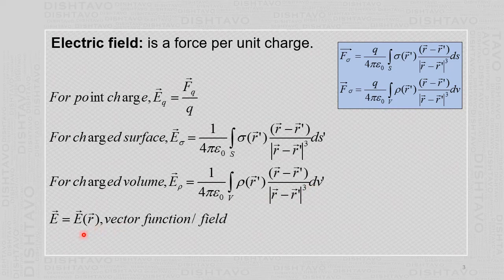Now this electric field is a function of position, and it is called a vector function or vector field, as we have mentioned in the first section. So this electric field here is a vector function, because electric field is a vector quantity and it depends on some independent variable.